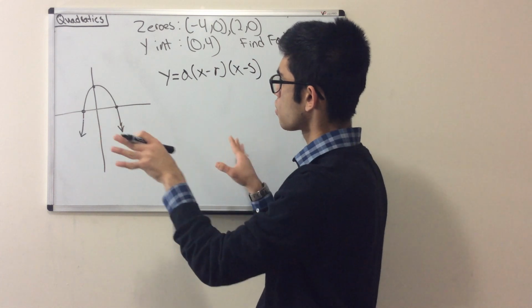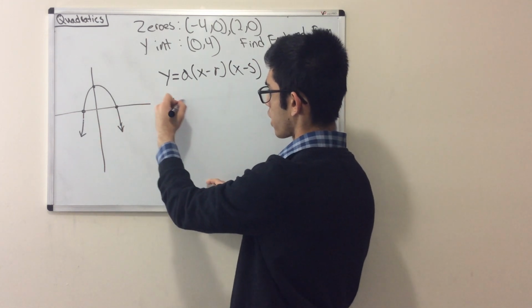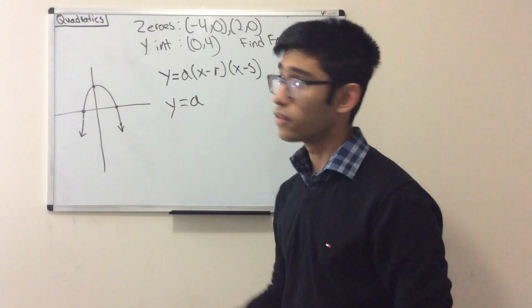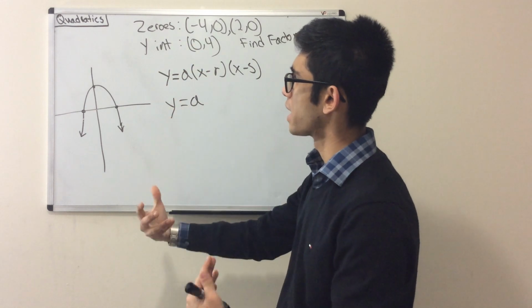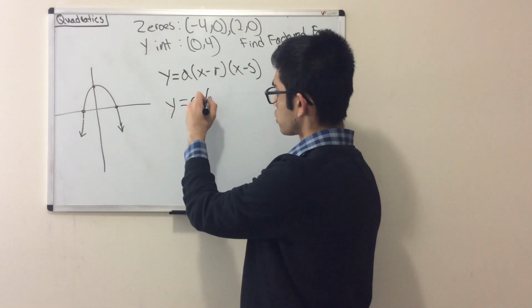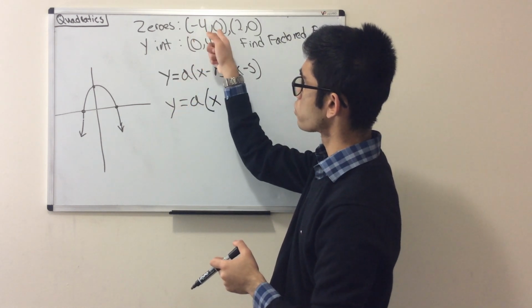Without the letters, we know that there's two zeros, right? So let's write a factored form equation for this. I don't know my a value for this, right? There's nothing that gives me my a value. I'm going to have to solve for my a value. But I do know my zeros. So be careful here. My zeros are (-4, 0) and (2, 0).